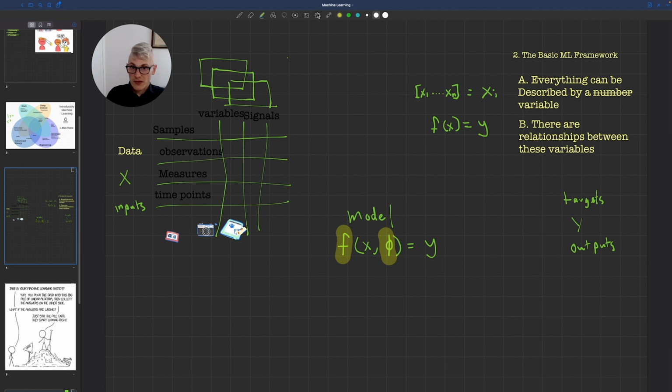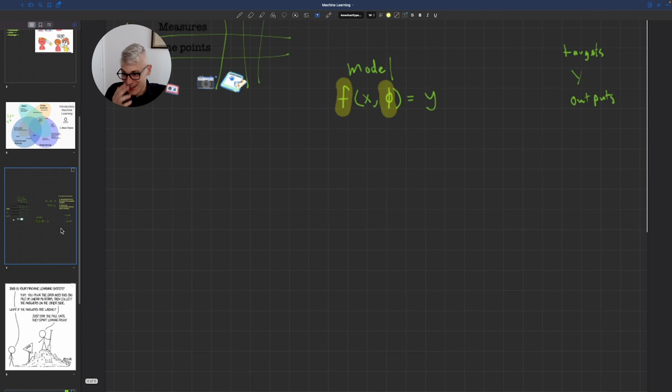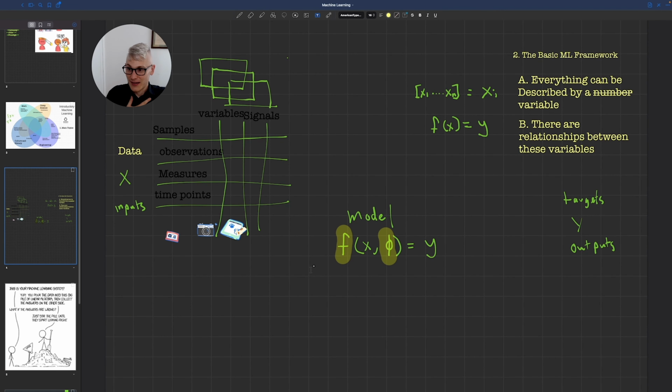Okay. So now there are a few things to go about how you might do that. And this is a really good time for a machine learning joke from XKCD. This is one of the most famous comics about machine learning, and it is 100% accurate. This is your machine learning system. Yep. You just pour the data in this big pile of linear algebra and collect the answers on the other side. What if the answers are wrong? Just stir the pile until they start looking right. Right. That is actually really accurate and shockingly accurate for how these models work. Let's talk a little bit about what that means.